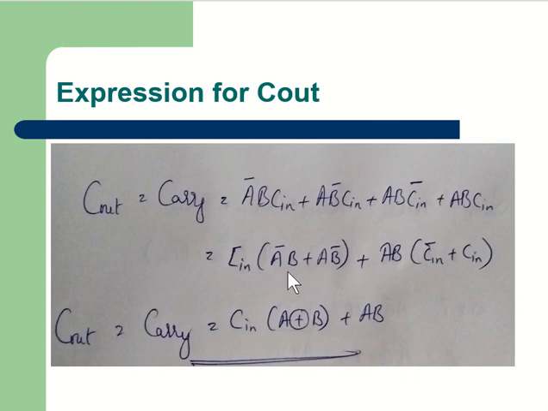We know that A bar B plus A B bar I can rewrite as A XOR B, and this is Cin plus Cin bar. Any term with its complement form becomes 1, that is, Cin plus Cin bar is equal to 1. So I get the expression for carry as Cin into (A XOR B) plus AB. Now with this basic, let us move on to the design part of full adder by making use of half adder.